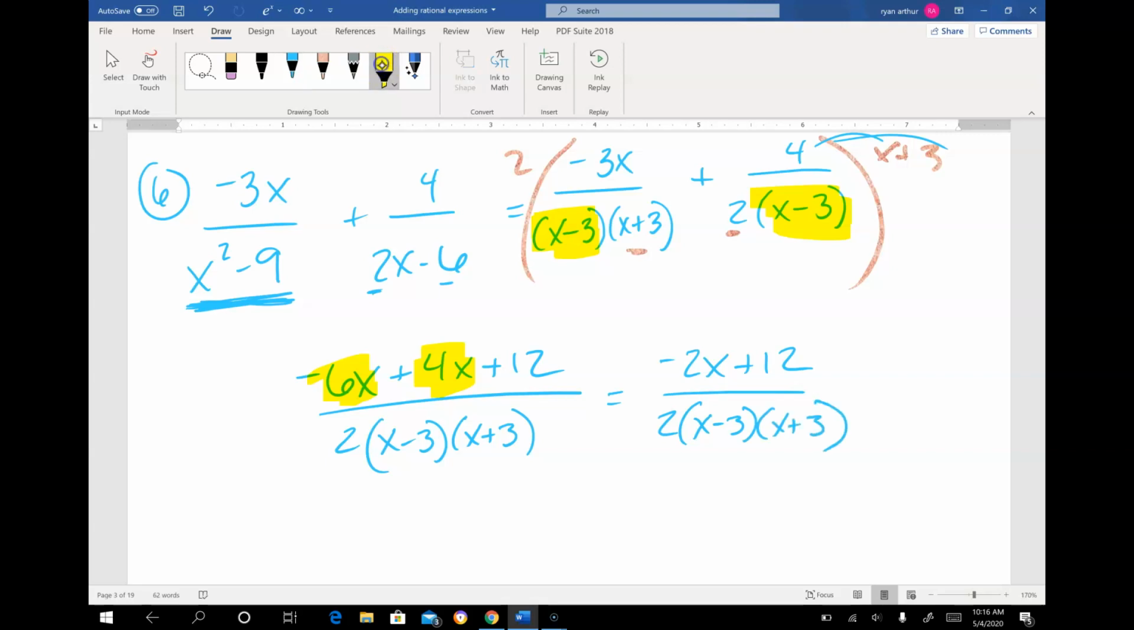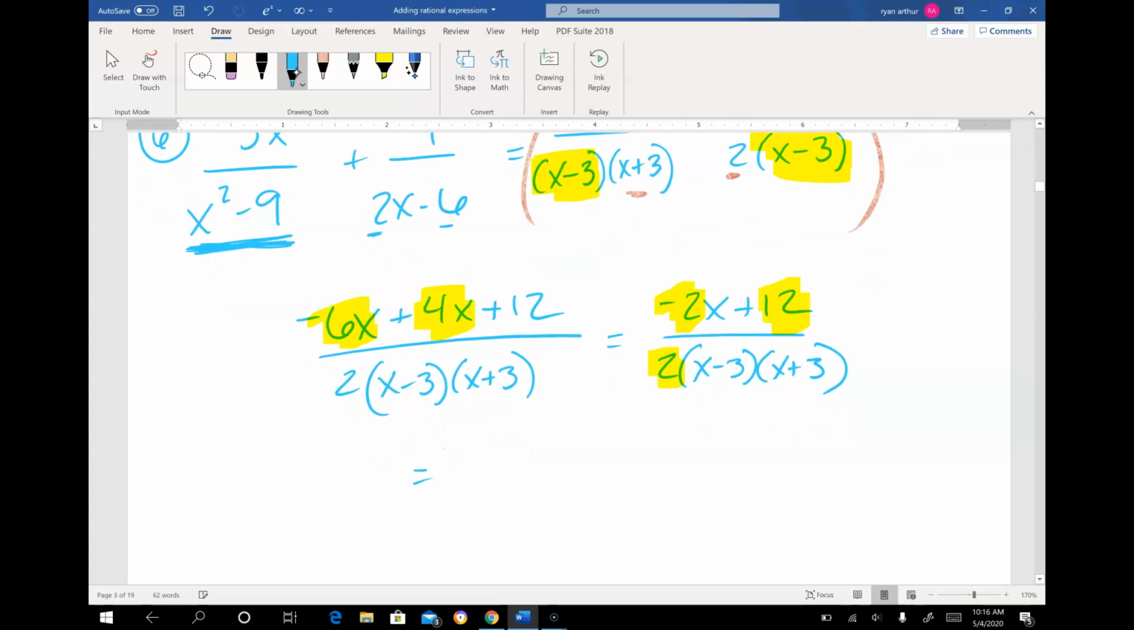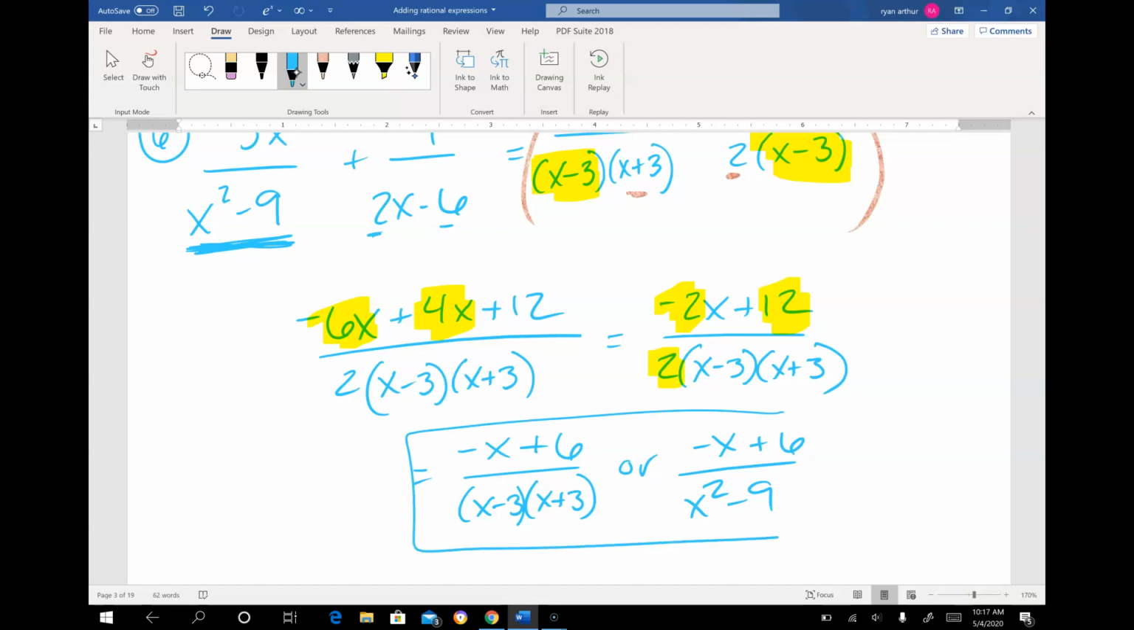Well, do these coefficients all have something in common? They do. I can divide every one of those by 2 and get negative x plus 6 over x minus 3, x plus 3. And if you want it in standard form, you could have x squared minus 9. So one of these two answers will be your answer. Okay?